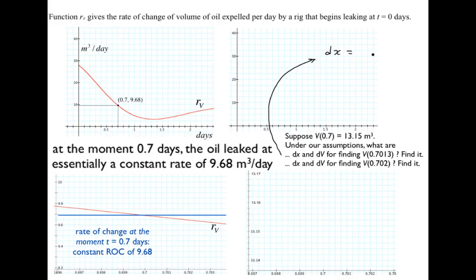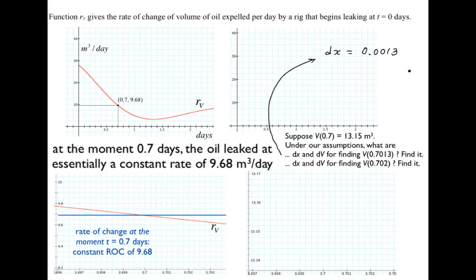Okay, for dx, if I know what v of 0.7 is and I want v of 0.7013, that doesn't involve the rate of change yet. So Ron, what did you think? Ron, go ahead. Well, the idea is right. So the change in x would be 0.001. Okay, and you got that? I did the whole thing with 0.003. The process is the same.